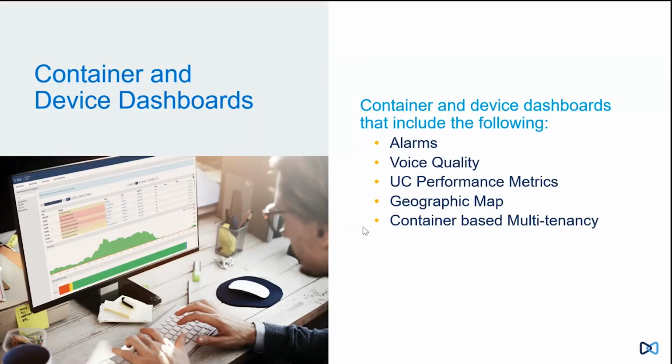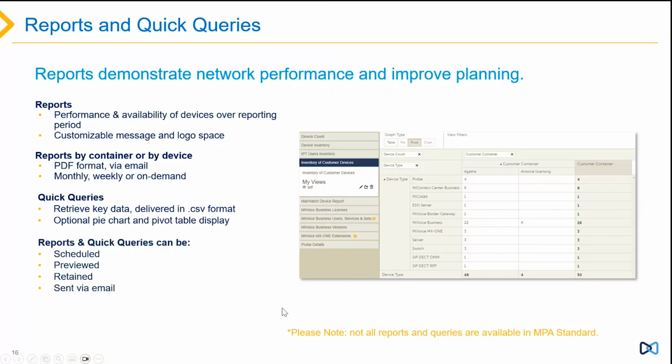I talked a bit about containers and device dashboards. So if you remember on the left-hand side, I had the Mitel demo, which looks like a folder. That's actually a container. It's a repository of data. And you can see that what's included in those containers are alarms, your voice quality reports, your UC performance metrics, the geographical or even a network map, and then container-based multi-tenancy. So if you had 15 locations, you could have one main container with your company name and 15 locations below that. And each one would have its own set of devices inside there.